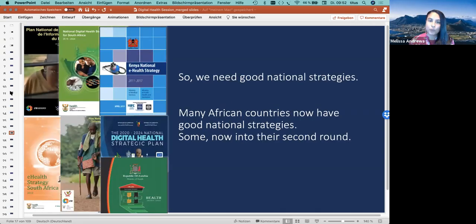So what do we need? We need good national strategies. And as many of our speakers have said already, we have many African countries who are focused on good national strategies. They have many in place already. Some of them are probably within their first round, but a few of them have gone on to their second round as well. So those are just a few of them. It's not a complete list of all the countries, but it's good that I know that one of our speakers from Kenya said that you're also focusing on possibly your second round of national strategy as well.